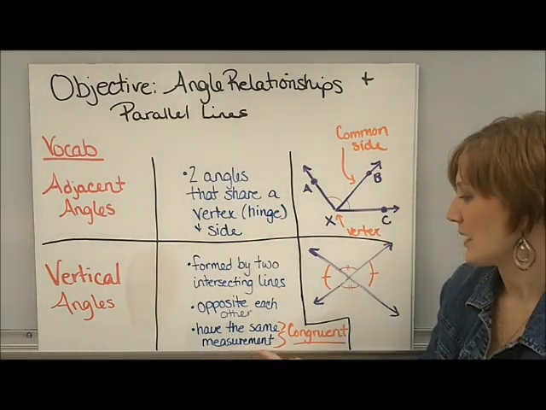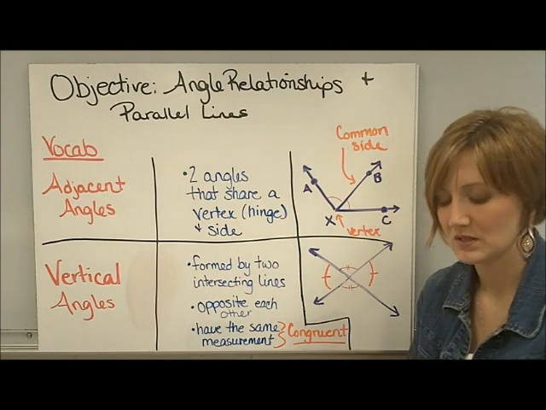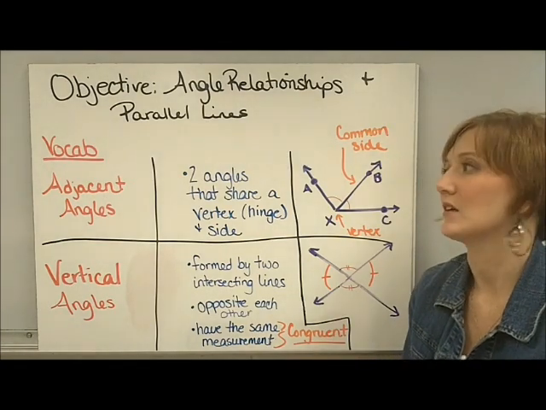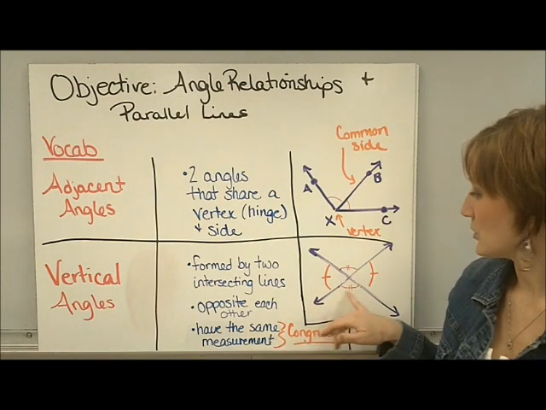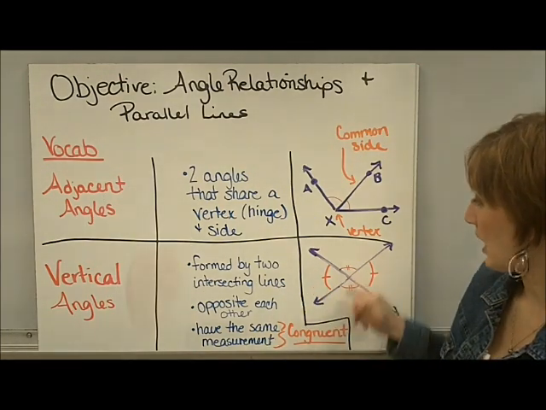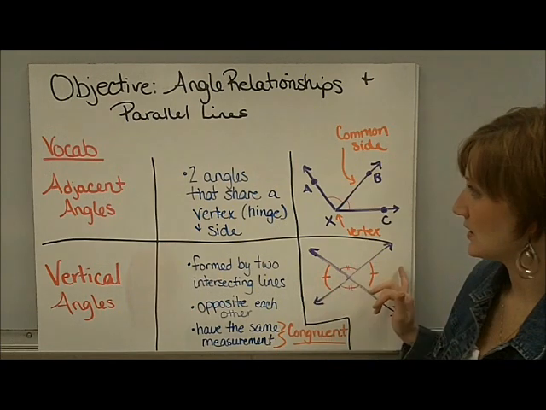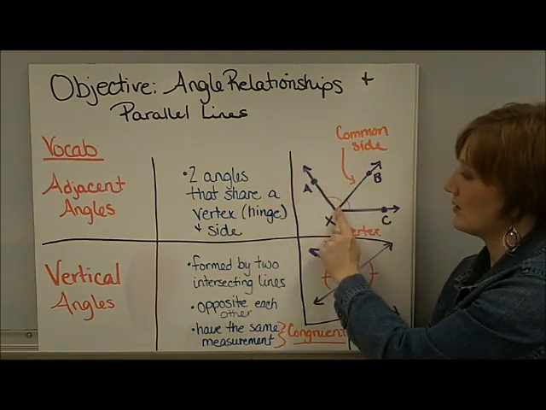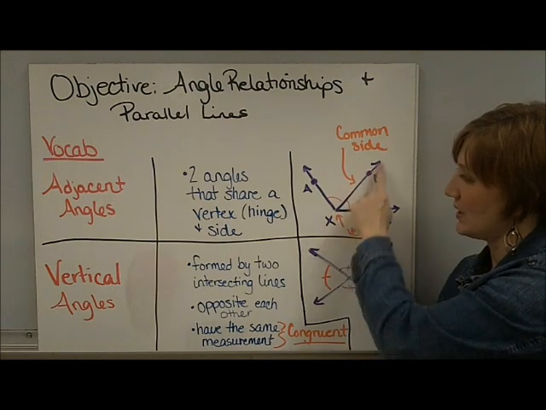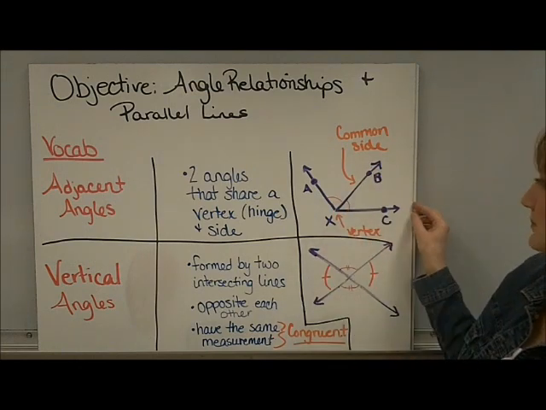When things have the same measurement, those are congruent. And you're going to see that again later in this lesson. So congruent angles are equal measures. Vertical angles are opposite each other when you have two intersecting lines, and adjacent angles touch together, they sit next to each other and have a common side and a common vertex.